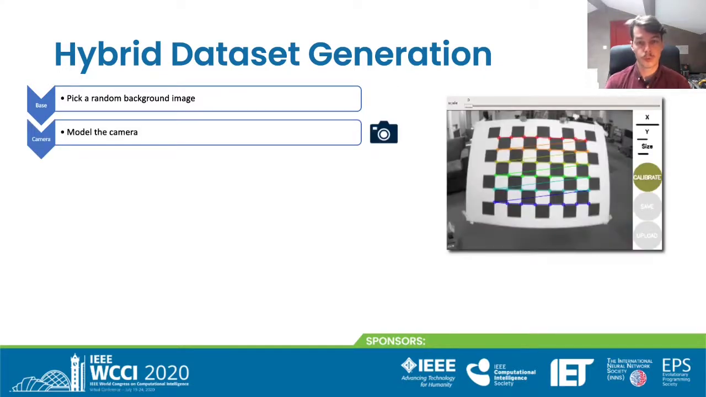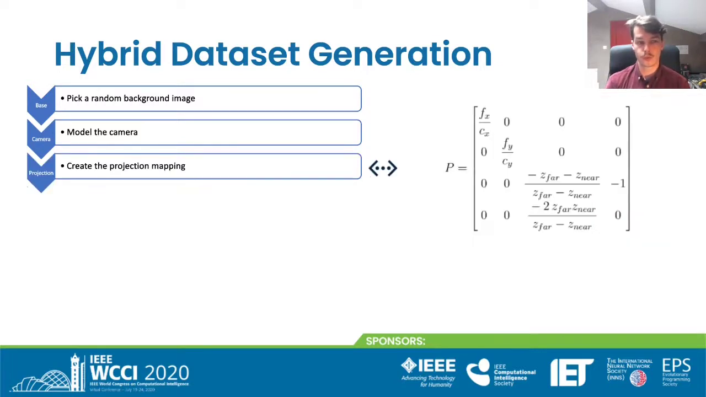Furthermore, we need to model the camera. This is done only once, but it allows us to extract the intrinsic parameters of the camera in order to replicate it in our virtual scene. With those parameters, we can create the projection mapping, which then gives us the possibility to create the same perspective. And if we had distortion on our actual lens, we could replicate it in our virtual camera.